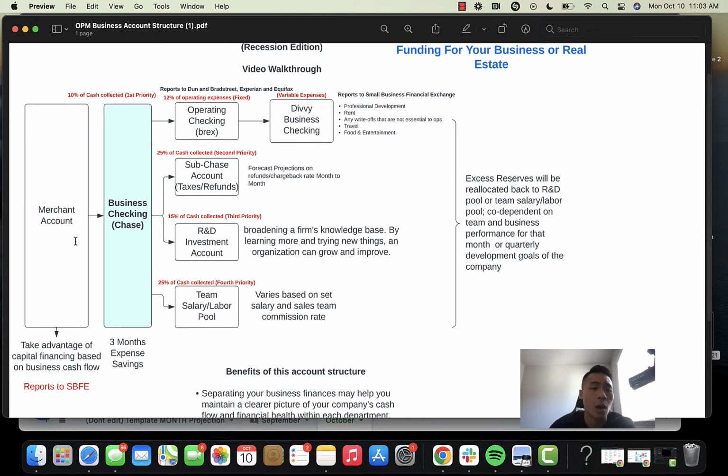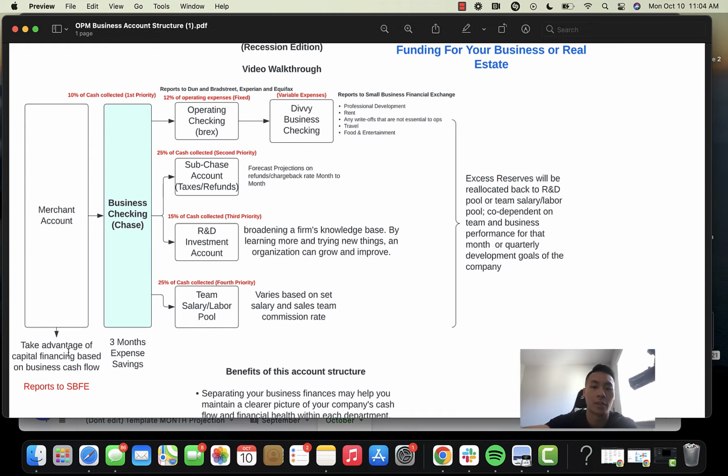And number two, having a merchant account also gives you the ability to report data over to the SBFE, which is one of the business bureaus when it comes to obtaining business credit, right? So what you want to make sure is that any cash collecting or invoice collecting software that you use is actually reporting to one of the business credit bureaus, because now you're facilitating the data.